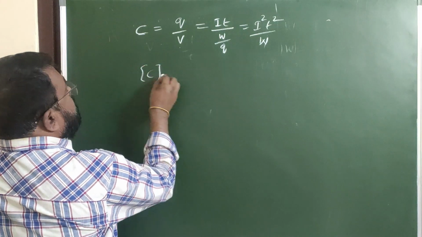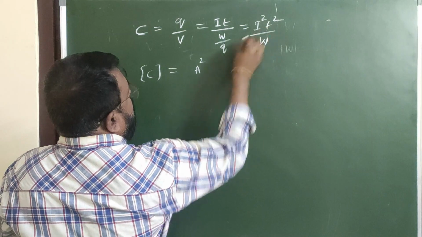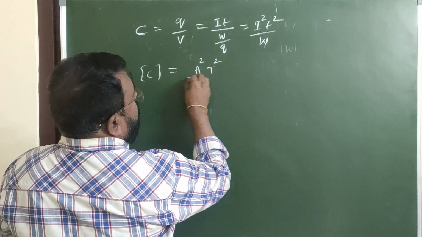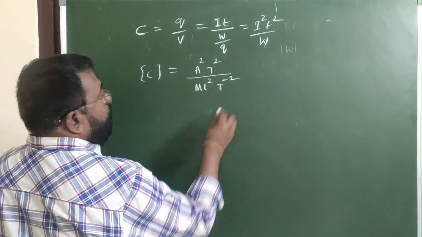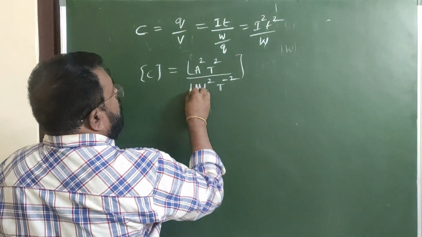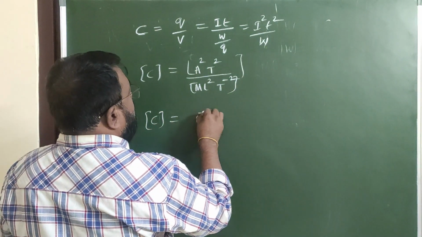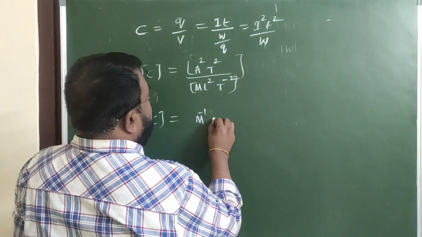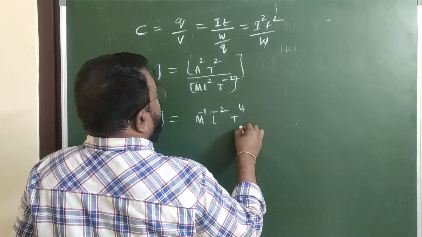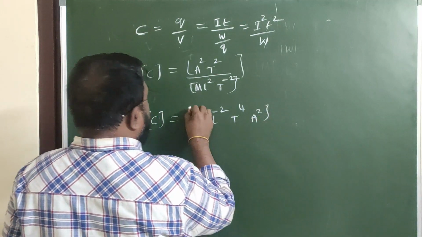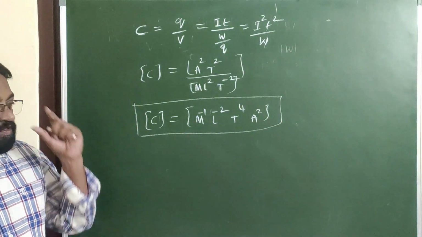The dimensional formula for capacity is equal to: this is the current, therefore A square. Here is the time, T square. Work done or energy is M L square T to the power of minus 2. This becomes capacity is equal to M to the power of minus 1, L to the power of minus 2, T to the power of 4 and A square. This is the dimensional formula for capacity. Like that.